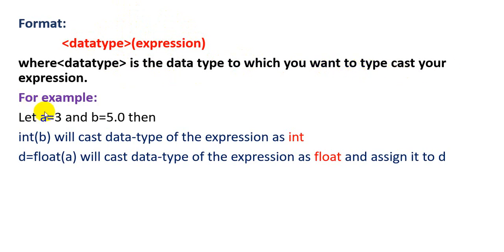For example, here a equal to 3, that is a is an integer, b equal to 5.0, b is a floating point. When I pass b inside the int function, int open and close parenthesis, b will be typecast to integer, that means 5. Likewise, we take an expression d equal to float of a, so a equal to 3, float of a equal to 3.0, the 3.0 will get allocated to d. Now we will demonstrate these examples.